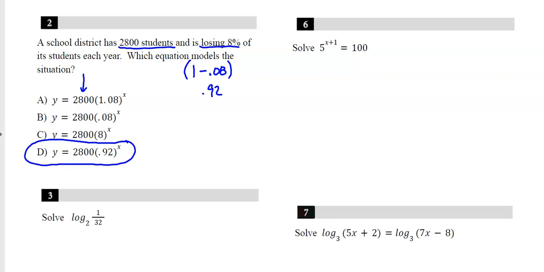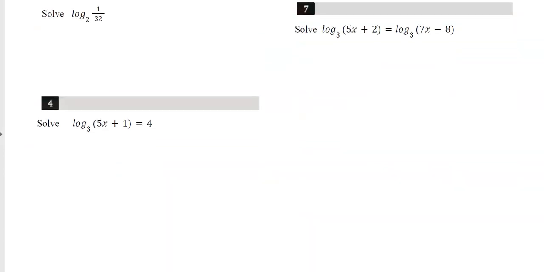Number 3, log base 2 of 1 over 32 equals, well, if you notice, 2 to the 5th power is 32. So to get 1 over 32, that's going to be 2 to the negative 5th power. Remember, negative powers are the reciprocals of the positive exponents. So the correct answer for this one is negative 5. All right, moving right along.